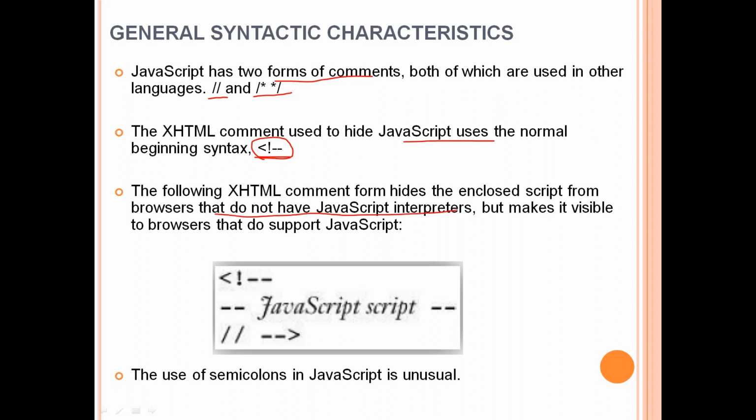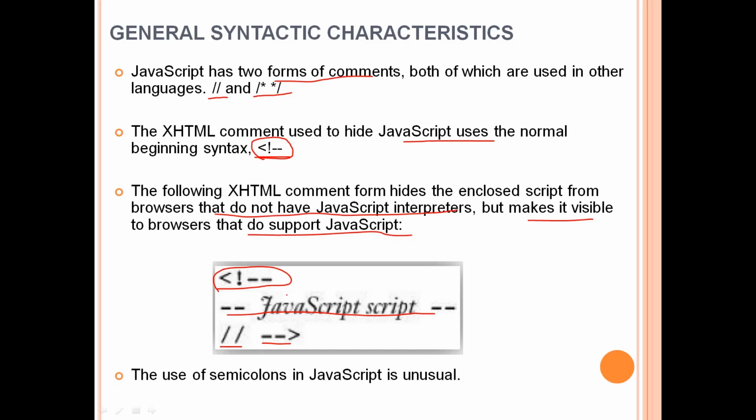Now this is to hide the JavaScript from the browsers which do not have JavaScript interpreters, but it is made available to browsers that do support JavaScript. Now the syntax, you can see it is like this. So this is angular bracket, exclamation, double dashes. Then we have our JavaScript code, and at the end it is closed with double forward slashes, double dashes and angular bracket close.